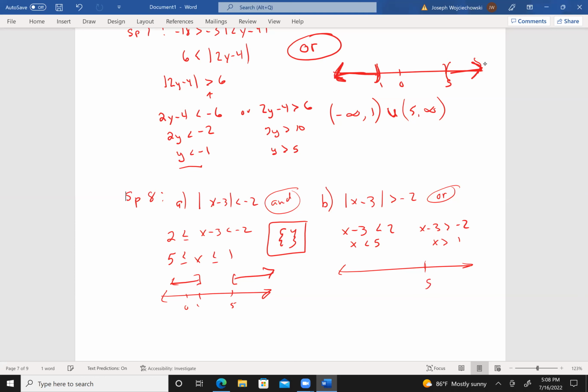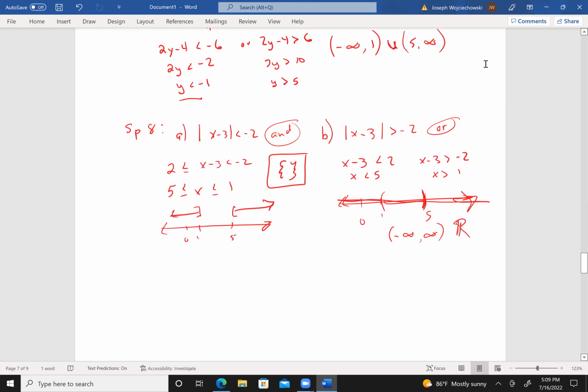So here we have 5, here we have 1, here we have 0. Now we're saying x is less than 5, not including. Then we're saying x is greater than 1, but it's an or statement, so it's a union. So it's all reals, negative infinity to infinity. Oh, reals. And then C and D is just looking at the same thing. So we'll skip those and go on to number 9.